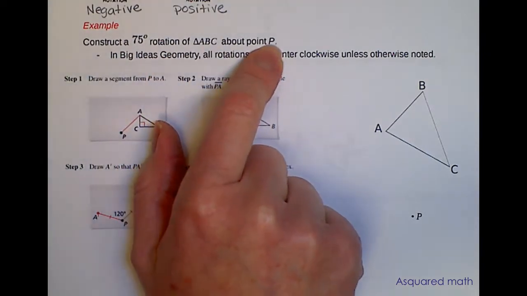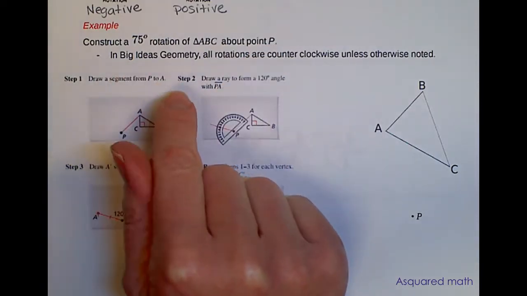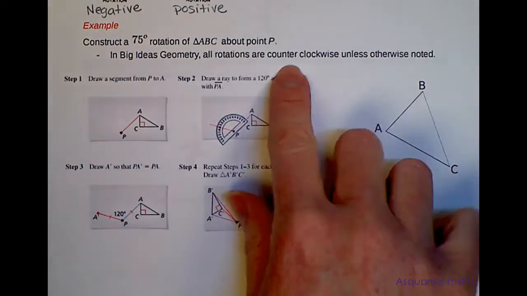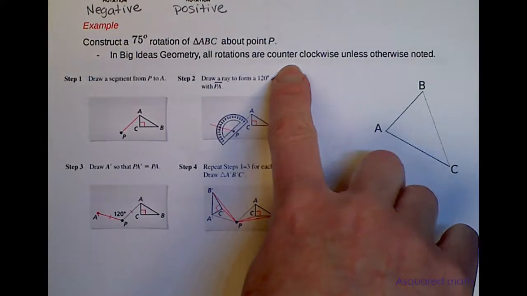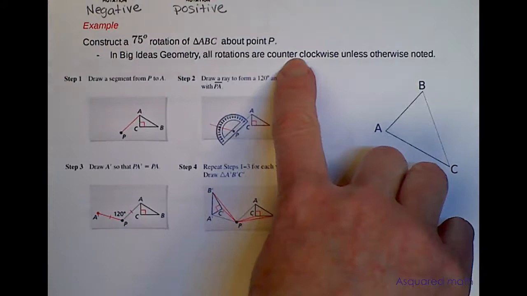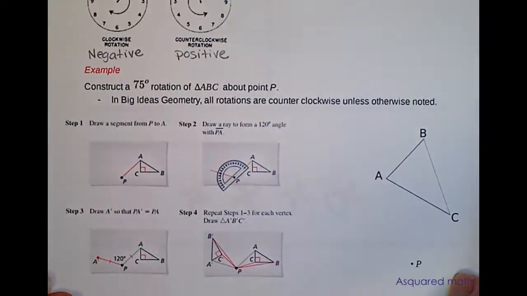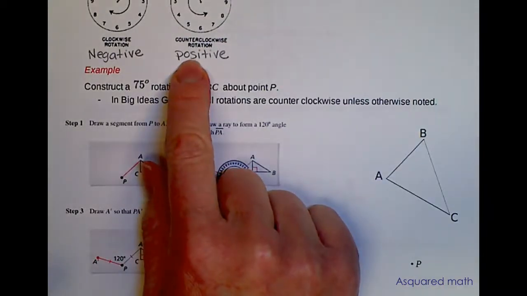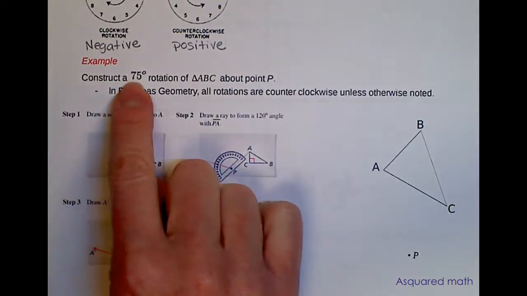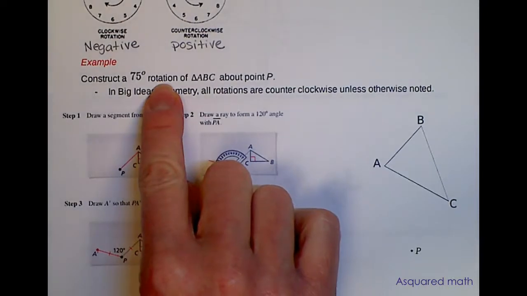In the book that I am referencing, it's from Big Ideas, a lot of the times they don't talk about which direction. So if there's no direction indicated, we are going to work with the counterclockwise direction, which again, that's our positive direction. Counterclockwise is positive, so if there's no negative indicated, we always want the positive, so we'll go counterclockwise. So for here, construct a 75-degree rotation, no direction is indicated, so we are going to go in the counterclockwise direction.